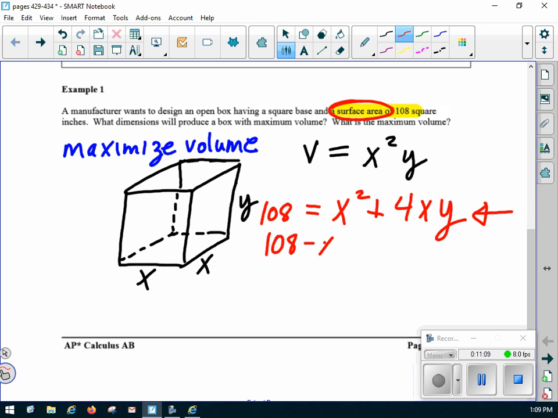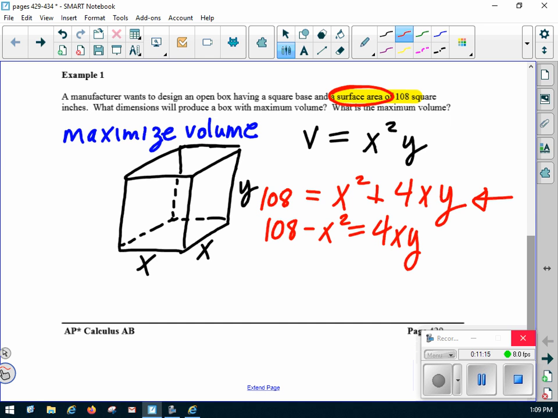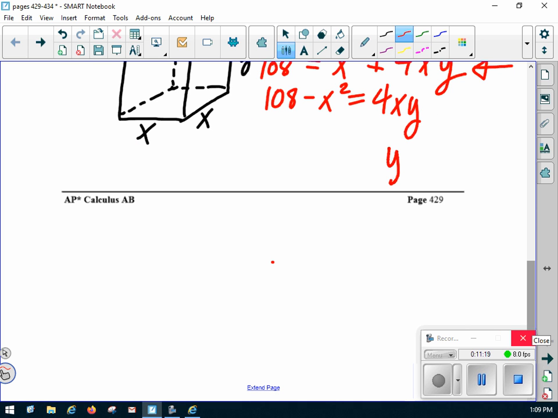I'm going to have 108 minus x squared equals 4xy. And then I'm going to divide both sides by 4x. So I know what y is. Y is 108 minus x squared over 4x. Now, do you see where that came from?